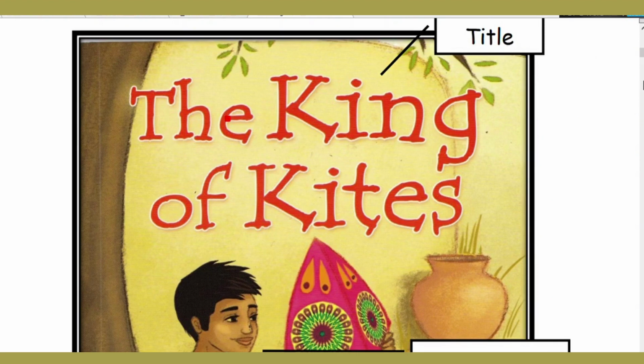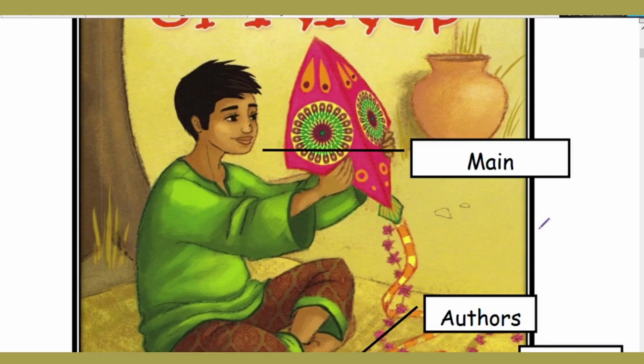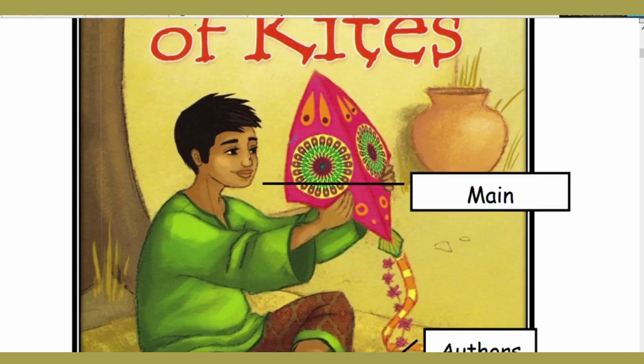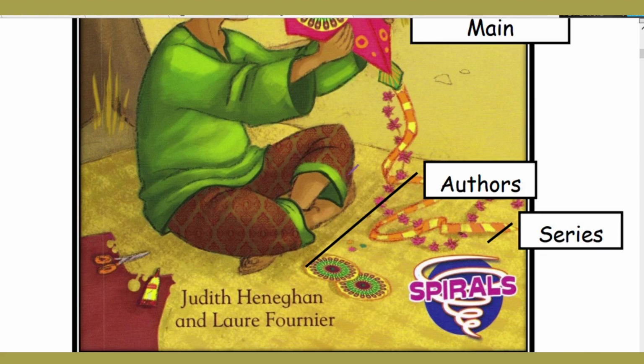Now let's talk about the book cover. As you can see here, there is one boy and he's holding something in his hand. What do you think this is? Okay, then there's two names here, Judith Hannigan and Laura Fournier. Who do you think these people are?